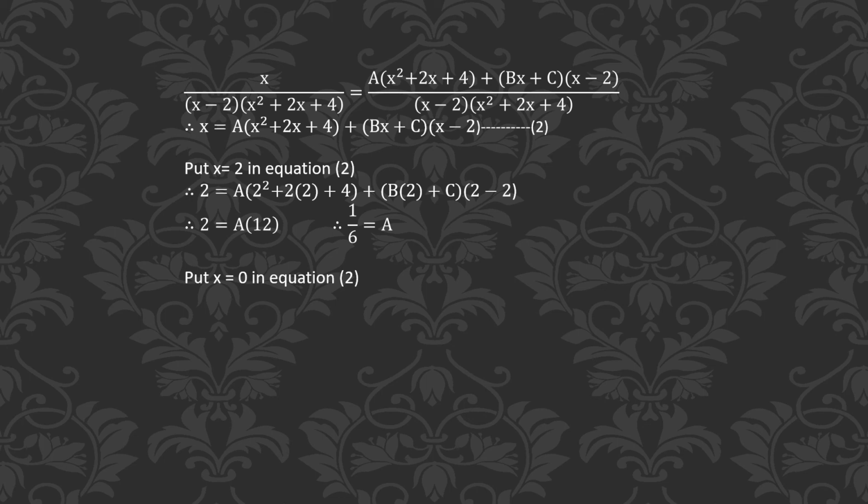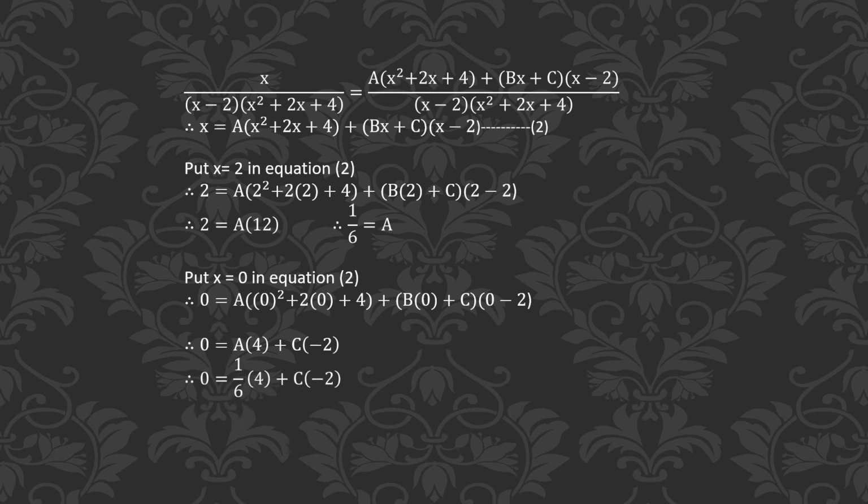Now it's always better for the second time, put x equal to 0 in equation 2. Then we get 0 equal to a into (0 square plus 2 into 0 plus 4) plus (b times 0 plus c) into (0 minus 2). We will get it as 0 equal to a into 4 plus c into minus 2. Now put the value of a obtained, that is 1 upon 6. So we will get 0 equal to 1 upon 6 into 4 plus c into minus 2. So c into minus 2 will shift to left hand side. So we will get 2c equal to 4 by 6 means 2 by 3. So thus we get the value of c as 1 upon 3.